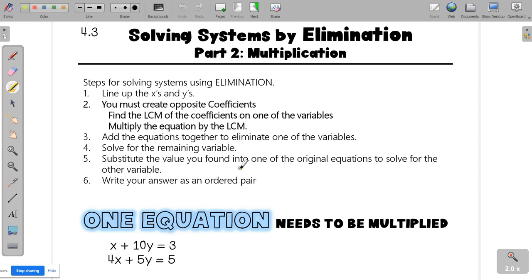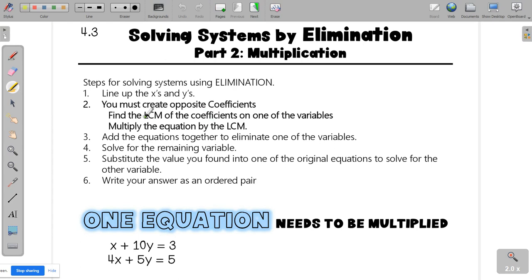Today we are going to be solving systems by elimination, but this time we're going to be using multiplication. So like our last lesson, the steps for solving systems by using elimination is you first line up the x and y's. Make sure it's in standard form. And then we have to find opposite coefficients. But these problems are not going to have opposite coefficients. We're going to have to create them.